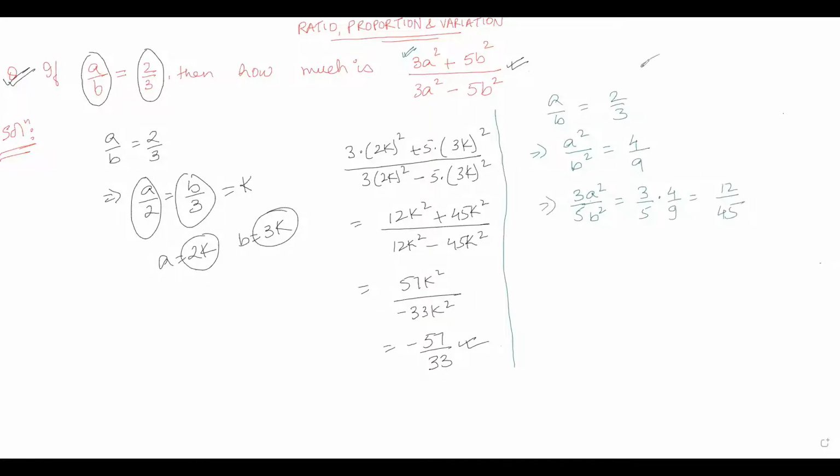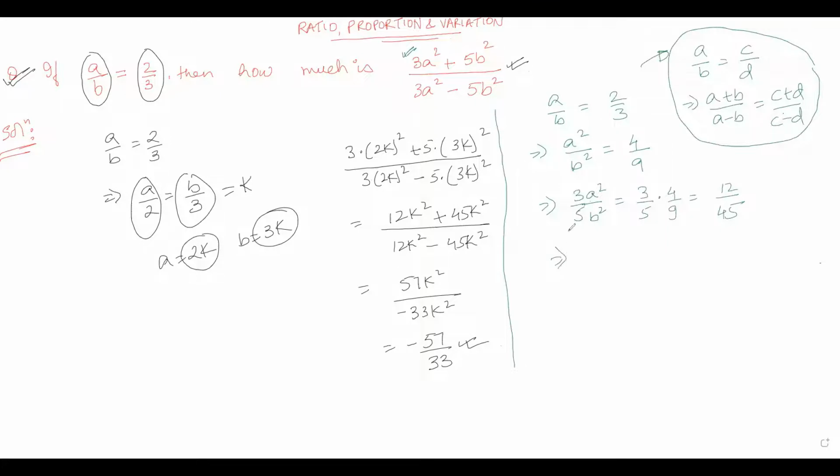Now, if you recall the componendo and dividendo, we know that if A by B is equal to C by D, then using componendo and dividendo, we can write A plus B upon A minus B will be equal to C plus D upon C minus D. So this is what componendo and dividendo says.